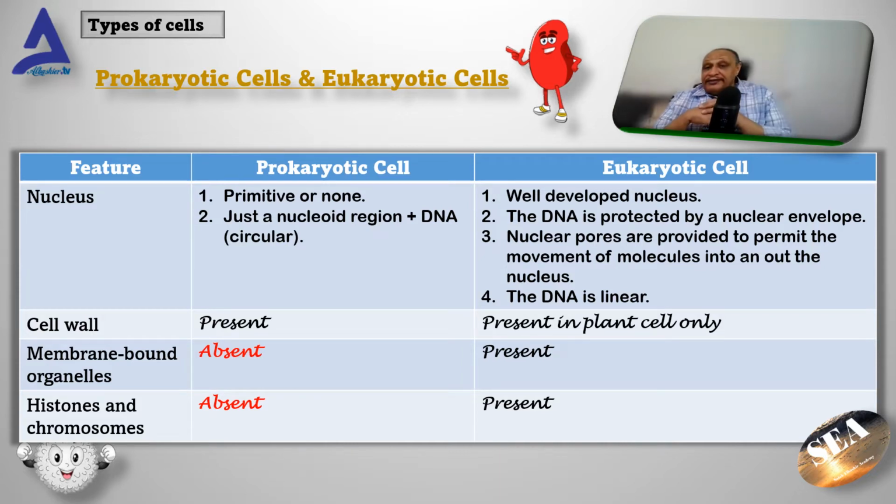So based on the nucleus, we say that in the prokaryotes it is primitive or none. That means it may not be present, and the nucleus is just a nucleoid region, just the region that contains circular DNA.